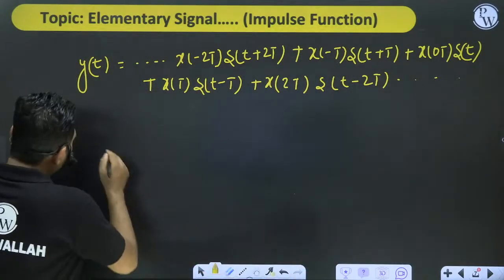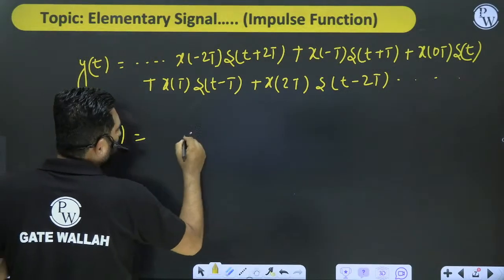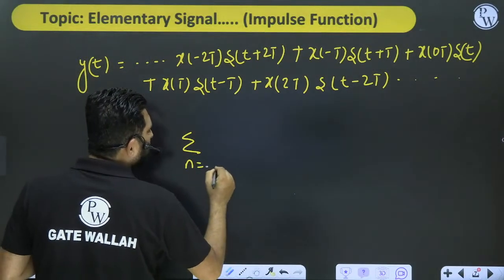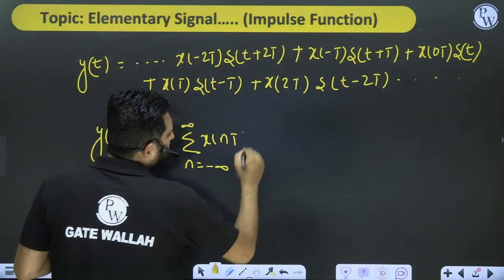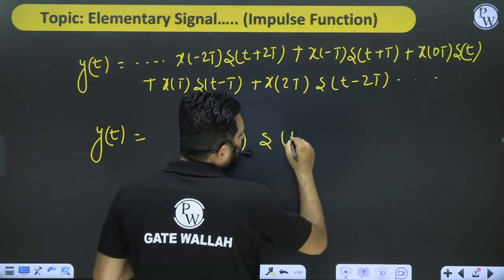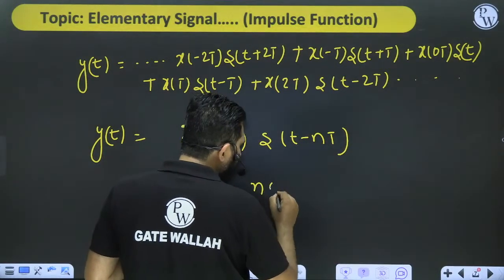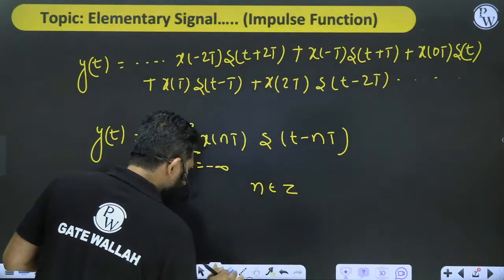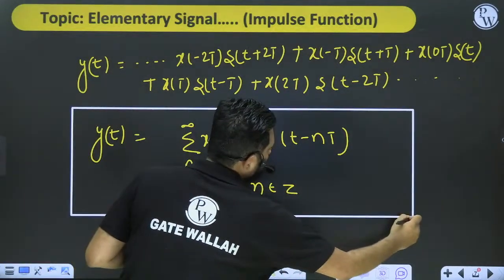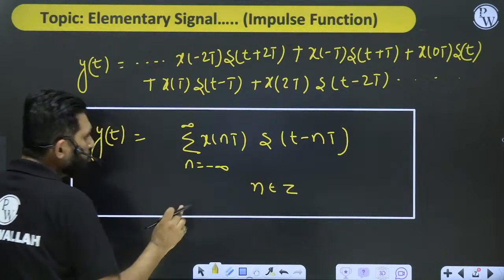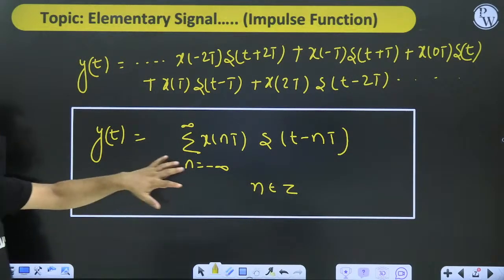Okay, so how can you write this mathematically? I can write y of t is equal to summation n equal to minus infinity to infinity x of nT delta of t minus nT, where of course n belongs to the integers. So this is one of the most important points that you have to take care of.